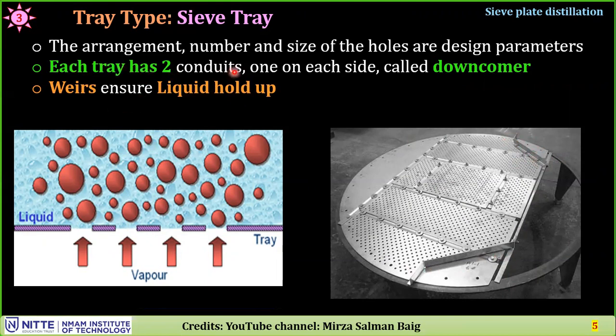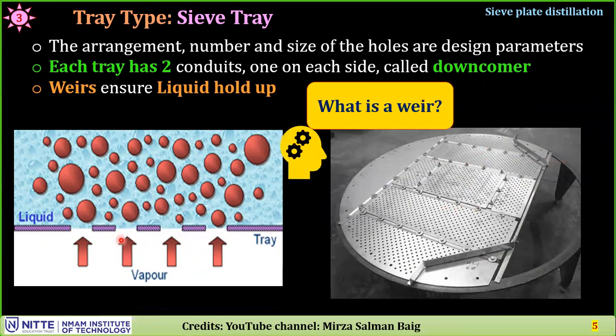So each tray has two conduits, one on each side, called the downcomer. So the liquid enters here and it flows downwards. The arrangement, how many holes you require, and the size of this hole, all are the design parameters.